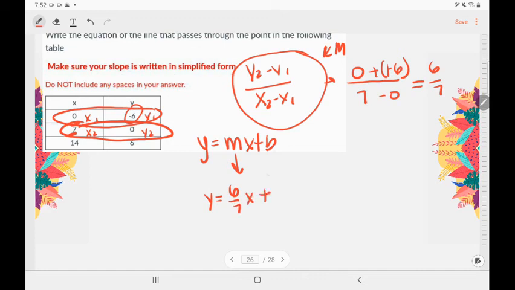Plus, what is my y-intercept? Remember, we're looking for a point in the table where the x value is 0. So here's my x column, x value is 0 right here. So what is my corresponding y-intercept? Negative 6. And you can always simplify plus a negative to minus. So y equals 6 over 7x minus 6. And that is it. If you have any questions, please reach out.